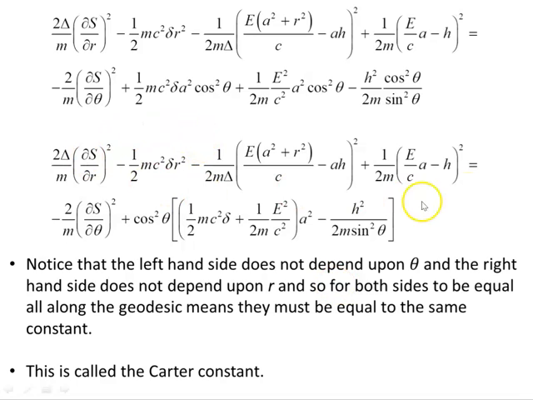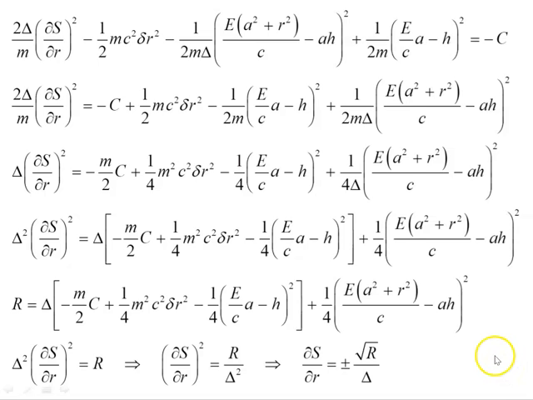Now, left-hand side, r's only, right-hand side, theta's only. All right, so the left-hand side does not depend upon theta, it's r only, and the right-hand side does not depend on r, so it depends only on theta. For that to be true, all along the geodesic followed by the particle, both sides must be equal to some constant. Okay, that constant turns out to be called the Carter constant. It's a constant that is of a mathematical nature. It's not a physical constant like E and H that we found at the beginning of this series. It's just a mathematical constant. Whether it has any physical significance or not is not sure.